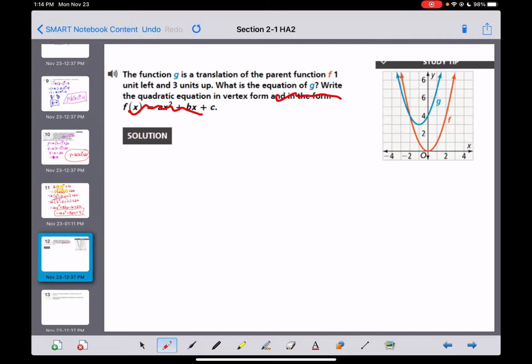So it's telling us that it's translating 1 unit left and 3 units up. So essentially, left 1, up 3. That's where our vertex is going to be. Okay. So we have to write the equation of a line. How are we going to do that?